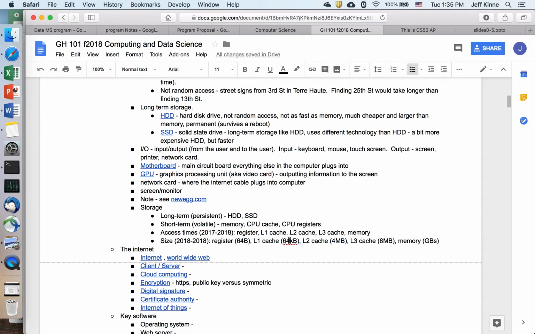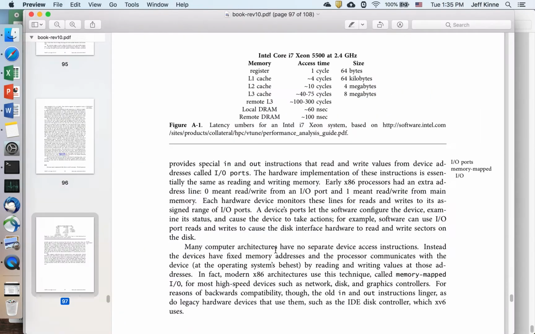Okay, so the L1 cache and register are much smaller. You can't hold too much there, especially in the registers. You can only put in there what you're currently working on, really. But then if we look at the times, a register takes 1 cycle. So if we have a 2.4 gigahertz chip, then we can read that register in 1 over 2.4 billion of a second. So a 2.4 billionth of a second is how long it takes for a register.